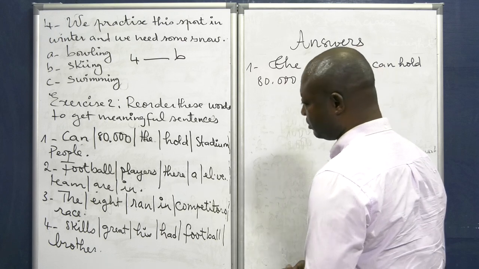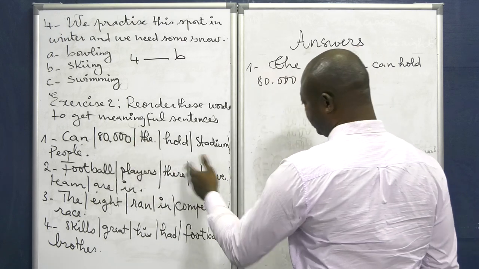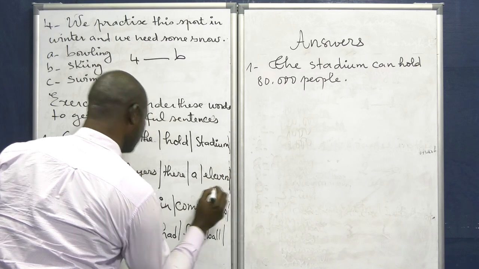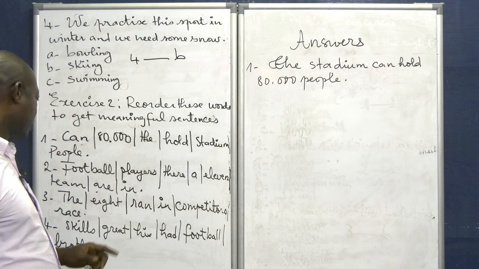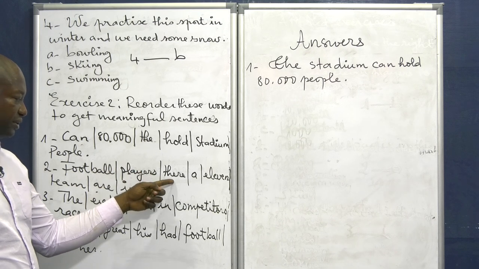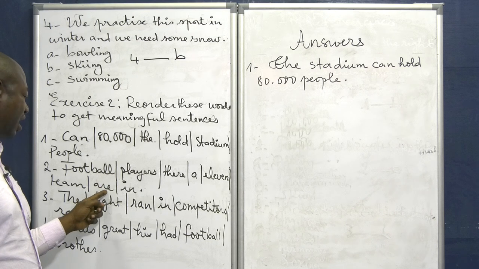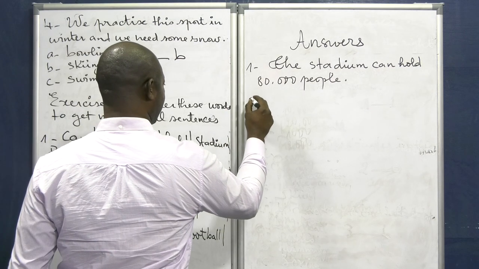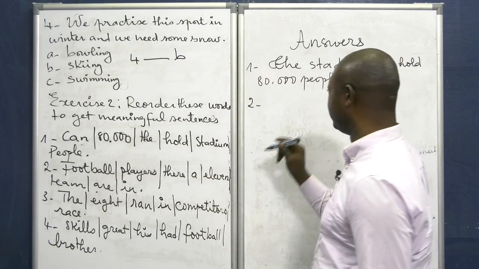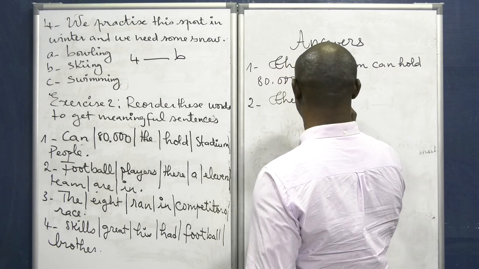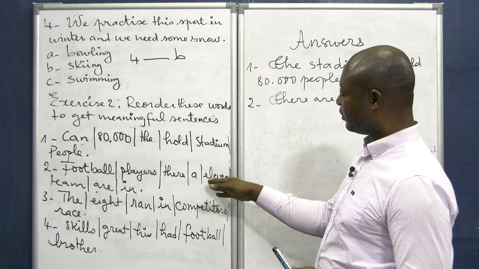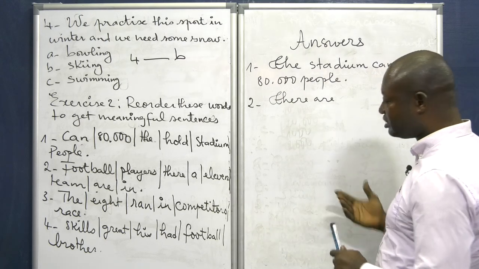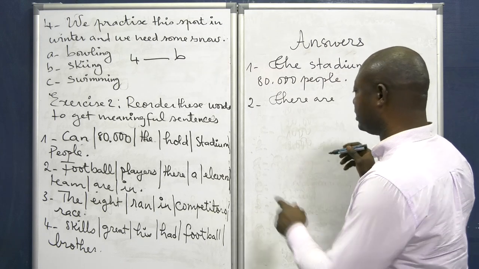Okay, the following sentence is about football players: 11, team, are, and, in, football, players, there, a. What is it? We have, first of all, there are. Why there are? Because the subject is in plural. That's why we have there are. We use there is when the subject is in singular. So we are going to say there are 11.